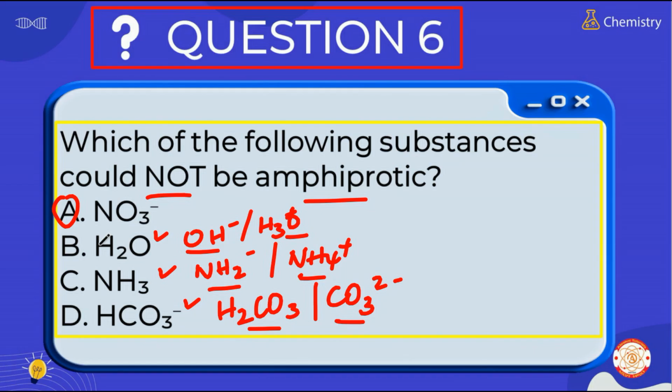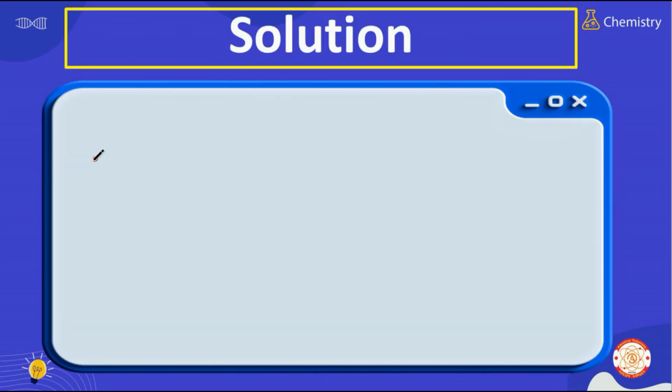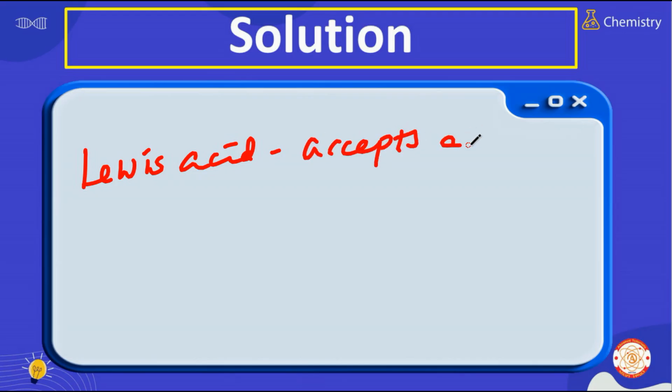Therefore the answer is A. So let us proceed to question number 7. Question number 7 says what? Which species cannot act as a Lewis acid? So let us define what Lewis acid is. So Lewis acid is a substance that accepts a pair of what? A pair of electrons.